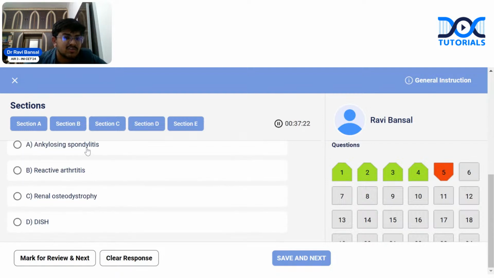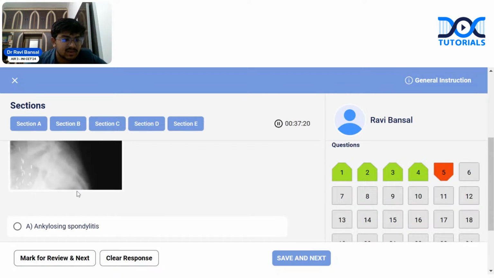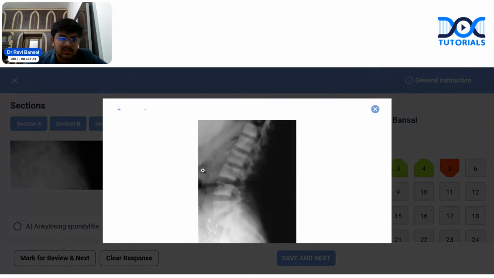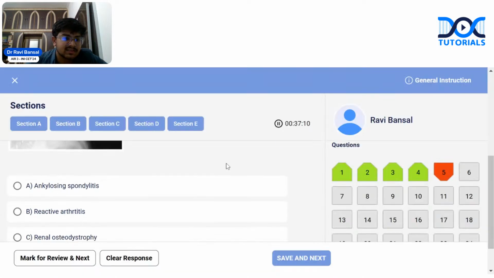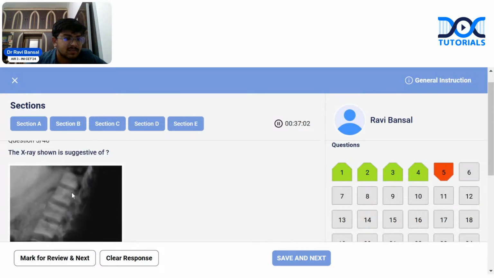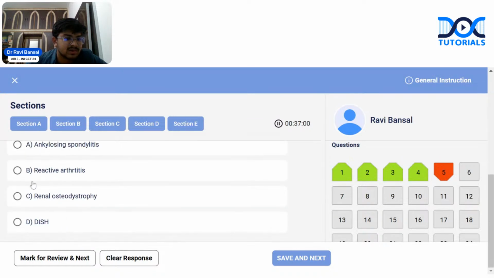So like ankylosing spondylitis, they will give you an X-ray of the sacroiliac joint, like AP view. In this X-ray, I don't think they expect us to know how AS looks. So AS cannot be the answer. Reactive arthritis affects your knees, your hip. So this is like a spine X-ray. So this doesn't look right.